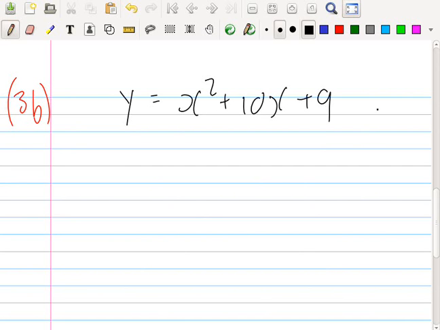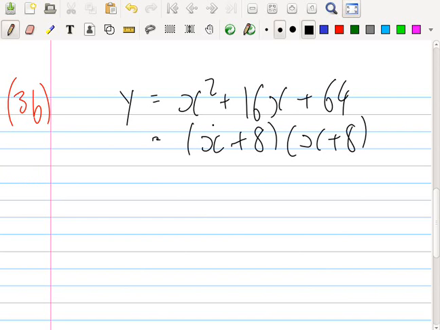So that's 1b. Okay, now time for 3b. So I have y equals x squared plus 10x plus 9. By the way, that equals 0 shouldn't really be there, so we don't need to write that in. Right, sorry, I wrote down the wrong one. That's 16 and 64. Okay. Now, the factors here are x plus 8 and x plus 8. Or if you want, you can just say that's x plus 8 squared.